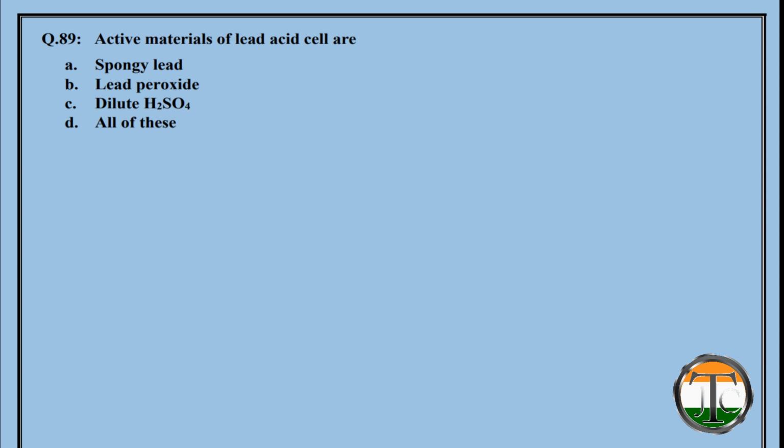So here in the question it says that the active materials in a lead acid cell will be: option A is spongy lead, option B is lead peroxide, option C is diluted H2SO4. These three materials, that is spongy lead, lead peroxide and diluted H2SO4, must be present in the lead acid cell, that is active materials. So here option D is the right answer, that is all of these.